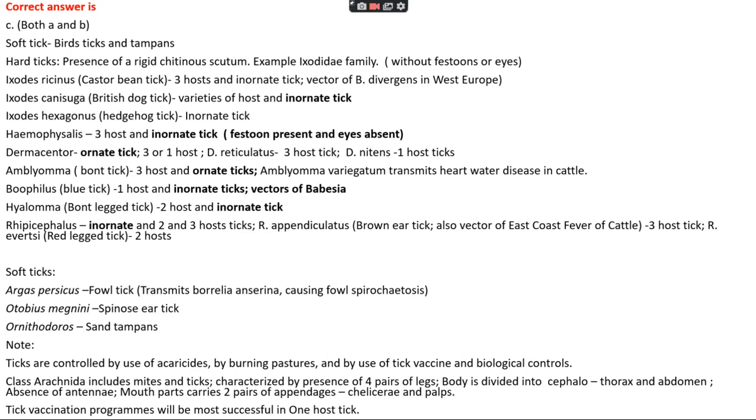Okay. And Ixodidae includes mainly Ixodes ricinus, which is also known as castor bean tick. In this type of tick question, we have to remember how many hosts they have, and also we should remember their other name, and we should remember whether this tick is inornate or ornate. Ornate refers to the colorful form. Male and female can be distinguished in case of an ornate tick.